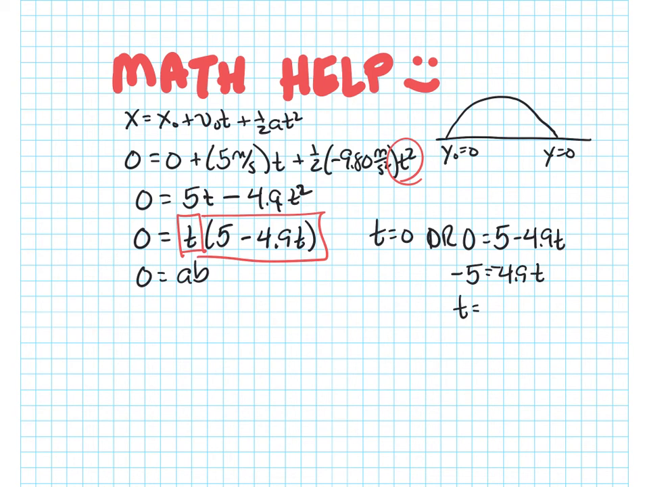So t is equal to negative 5 divided by negative 4.9. I have no idea what that answer is, but it's more than 1. So to 1 sig fig, it's 1 second.